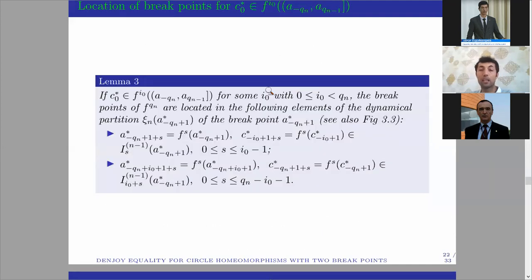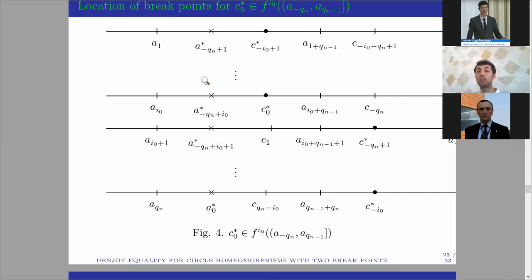Now this is case 3, when C0 belongs to this interval, then the breakpoints of fqn are located in the elements of this dynamic partition. Here also we are considering a different dynamic partition, the elements of this dynamic partition as follows. And this is the graph here. So this is the dynamic partition of A minus qn plus 1, and this is the location of all breakpoints for case 3.